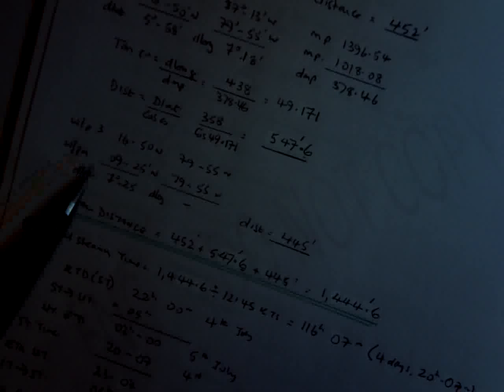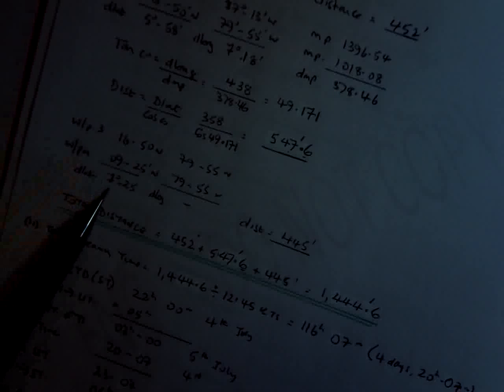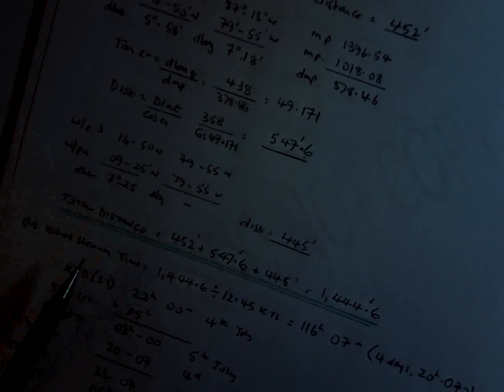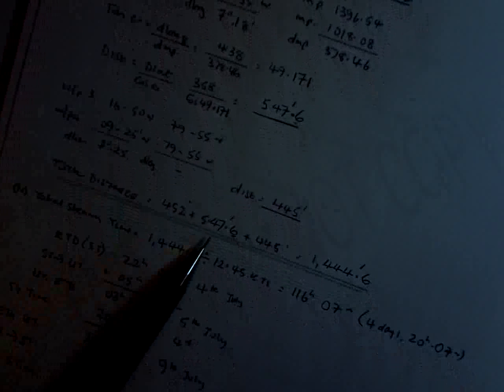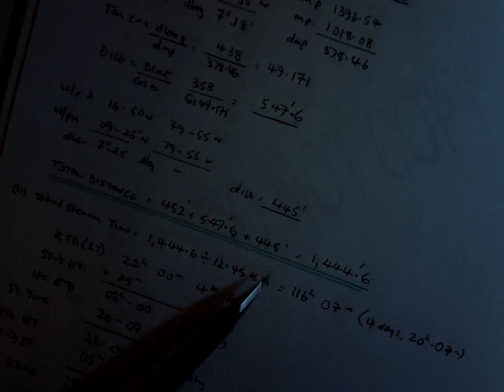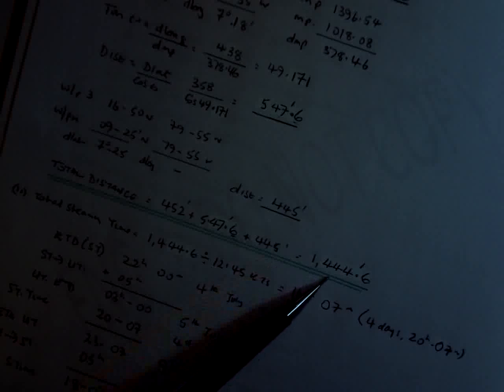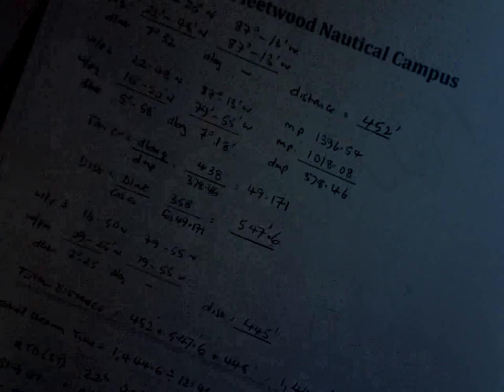Waypoint 3 to waypoint 4, again it's just simply a d lat. So that is essentially the distance, 445. So our total distance is 452 plus 547.6 plus 445, which gives us a distance of 1,444.6 miles. So pretty straightforward. 2 lots of d lat and the meridional parts give us the distance.